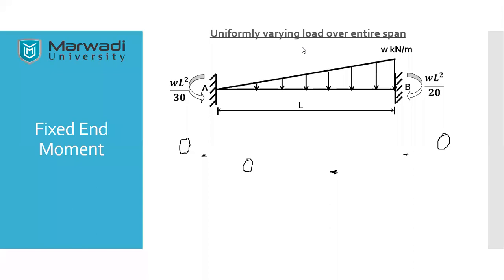So the next thing is UVL. So when a UVL is given, what will be W? Suppose as it is a UVL, here it will be 0, and here if it is 30, W will be the maximum load. As it is the uniformly varying load, the load will continuously vary. So the maximum load will be my W.